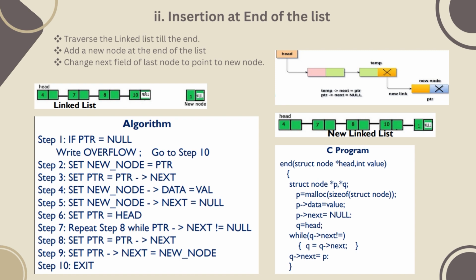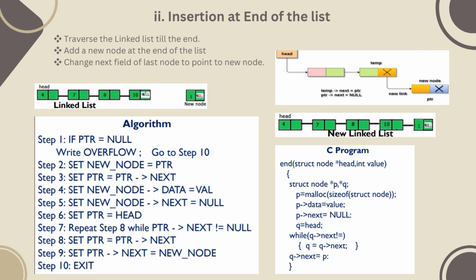The algorithm for inserting at the end of the list is: Step 1, if PTR is equal to null, write overflow, go to step 10. Step 2, set new node equal to PTR, then set PTR equal to PTR next, set new node data equal to val, set new node next equal to null. Then set PTR equal to head, repeat steps 8 and 9 while PTR next is not equal to null, until we have reached the end of the linked list. Set PTR equal to PTR next, set PTR next equal to new node, and finally exit. Let us understand with an example.